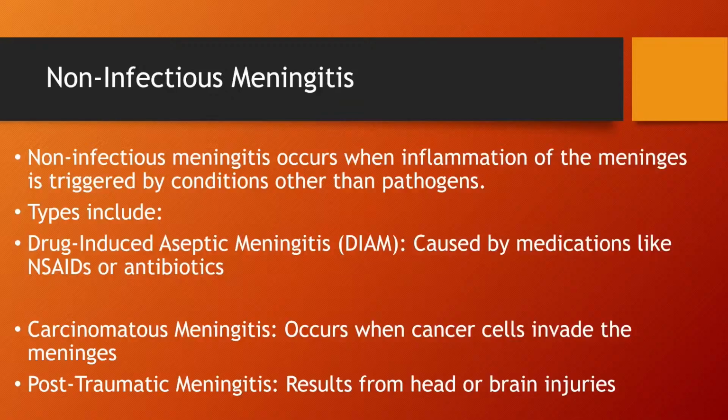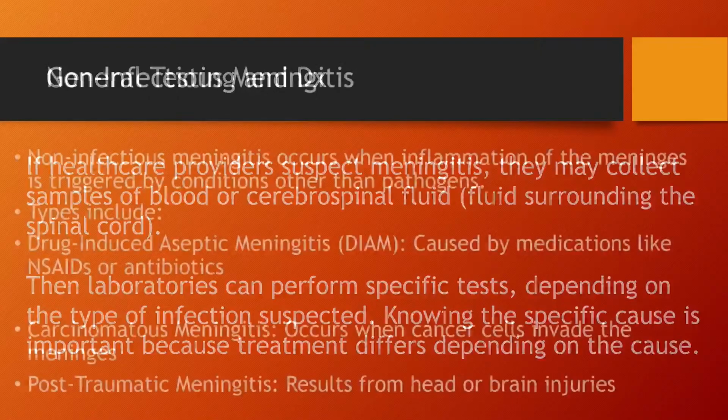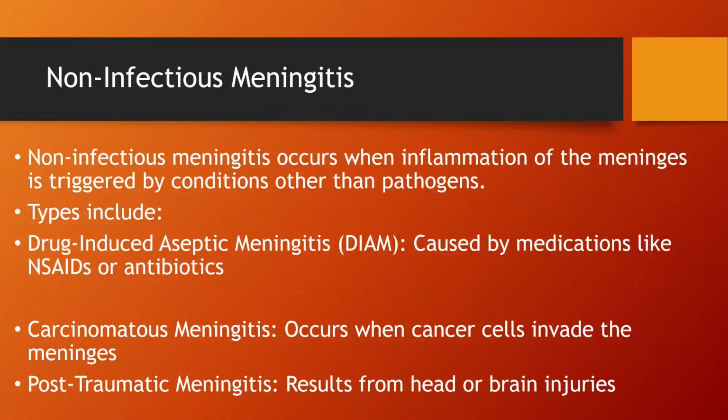So we also have carcinomatous meningitis. This occurs when cancer cells invade the meninges. We also have post-traumatic meningitis resulting from head or brain injuries. So basically, the meninges in the brain can become swollen or inflamed for any one of these many reasons that I've just mentioned. Many persons, when they hear meningitis, suspect that it is bacterial related. That's not always necessarily the case.